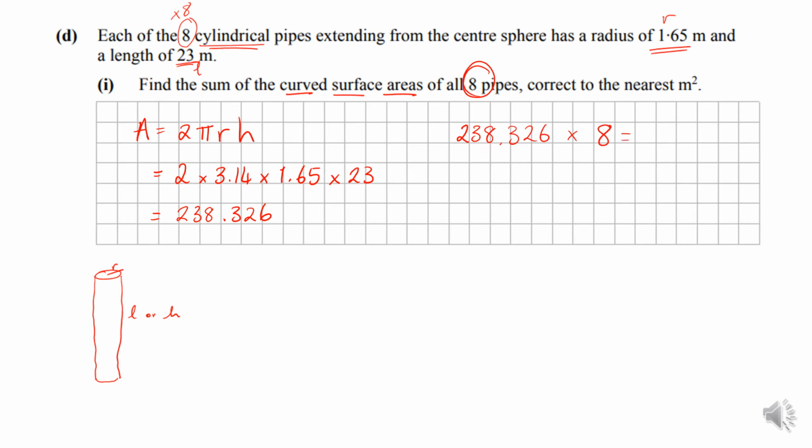Okay, so times 8, and we get 1906.608, and we're asked to give to the nearest meter squared. So 0.6 is more than halfway, so the answer I'm going to give is 1907 meters squared. Okay, let's check our marking scheme.